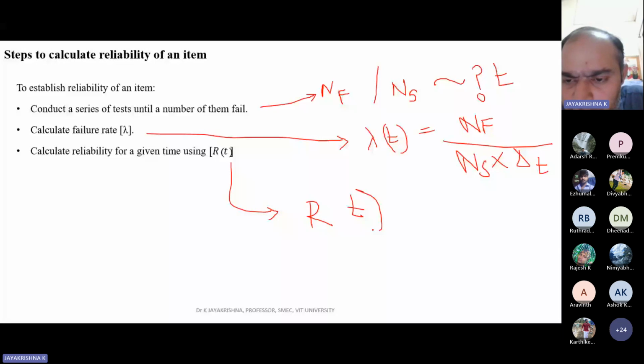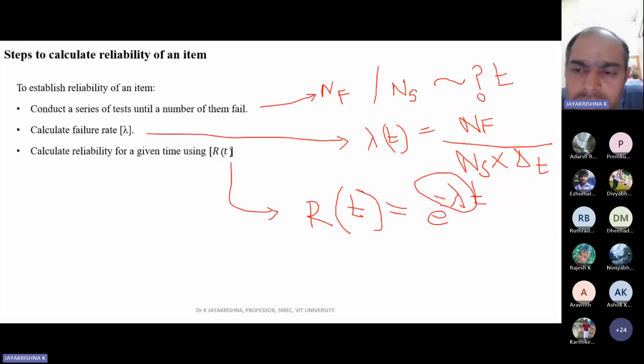Can you say the formula? Reliability at time t is equal to what? E power minus lambda t, sir. Minus lambda t. From where will I get this lambda value? From step number 2, sir. So that's why first you conduct the test, calculate the number of failures, number of survivors with respect to time t. Next you calculate the failure rate. Next you calculate the reliability. So this is the general procedure for doing a reliability analysis. Okay, I hope it is clear for you.